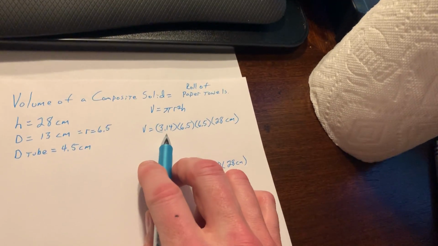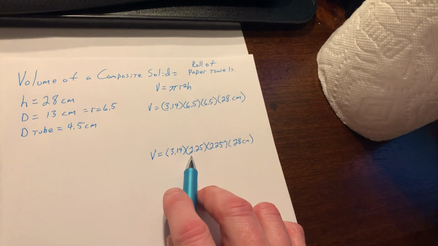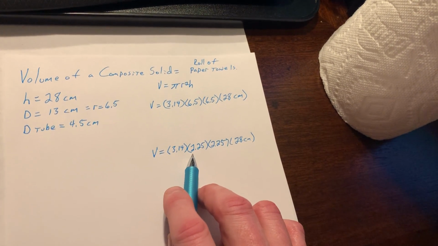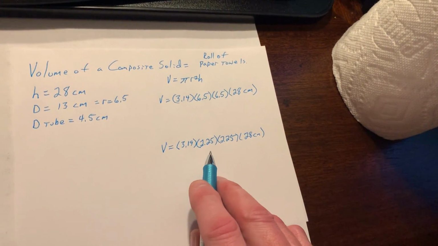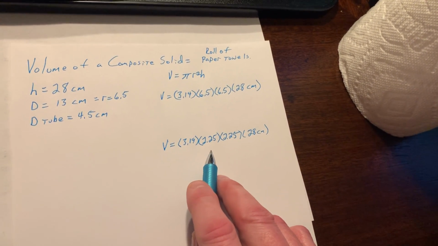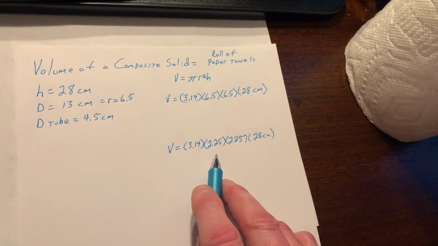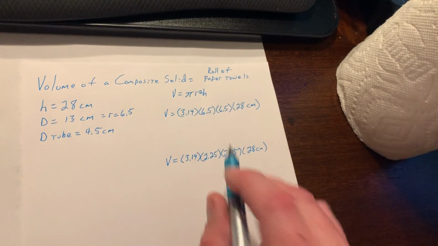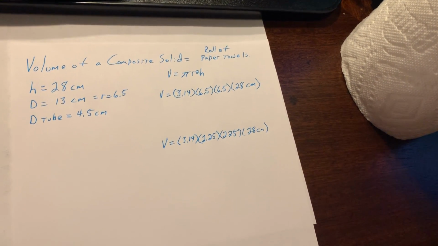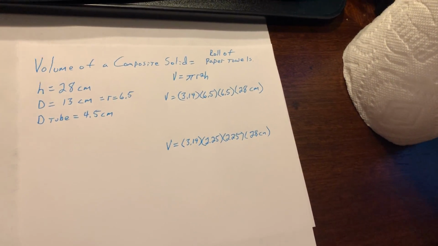So the volume for the whole cylinder and the volume for just the tube down the middle. We're going to solve for the volume of the whole cylinder. We're going to solve for the volume of the tube down the middle. Then we're going to subtract the tube down the middle from the total, and that will give you the volume of just the paper towels.